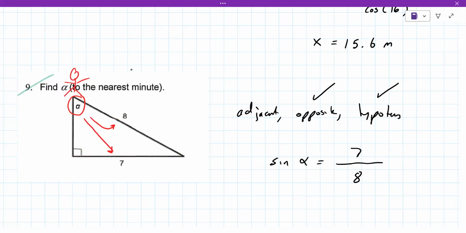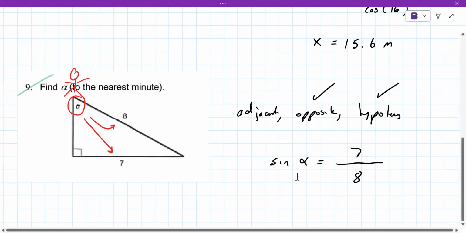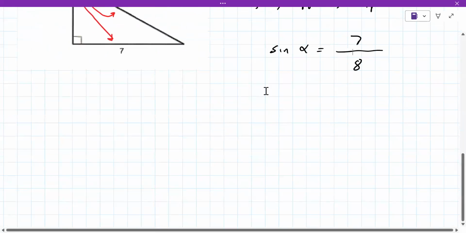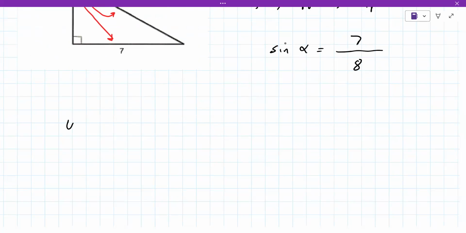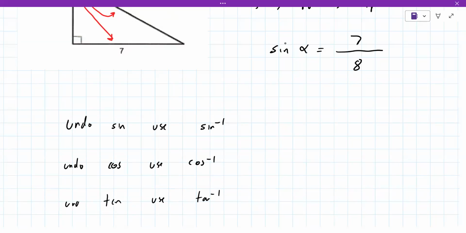But to do a problem like this, it takes a little bit of work, and it's all in the calculator though. To undo sine, you use sine inverse. To undo cosine, you use cosine inverse. To undo tangent, you use tan inverse. Do you see a pattern here? Yeah. So to undo sine, you use sine inverse. You take the sine inverse of both sides. Most calculators have the sine inverse above the sine button.